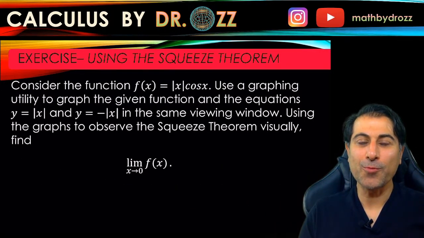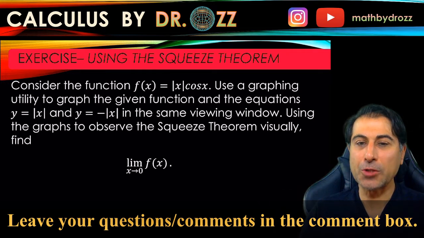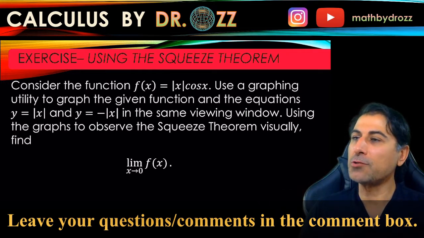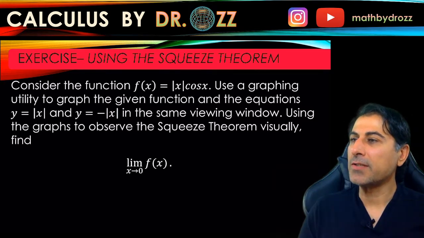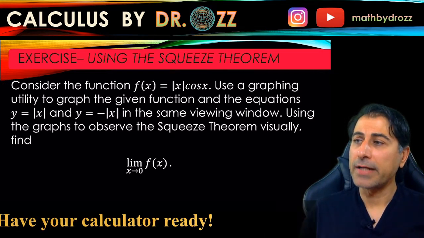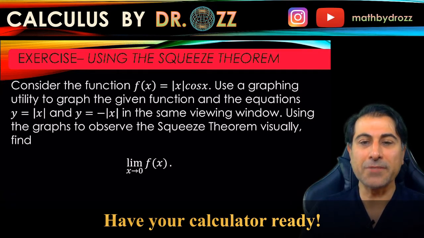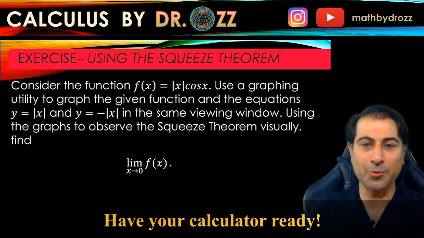So we're going to go over an application of the squeeze theorem. In fact, we're given the function absolute value of x cosine x, and we're given two other functions, absolute value of x and negative absolute value of x. And the question is asking us to graph all three functions in the same viewing window. And by looking at the graphs, we're going to apply the squeeze theorem visually to come up with the limit of the function f as x approaches 0.